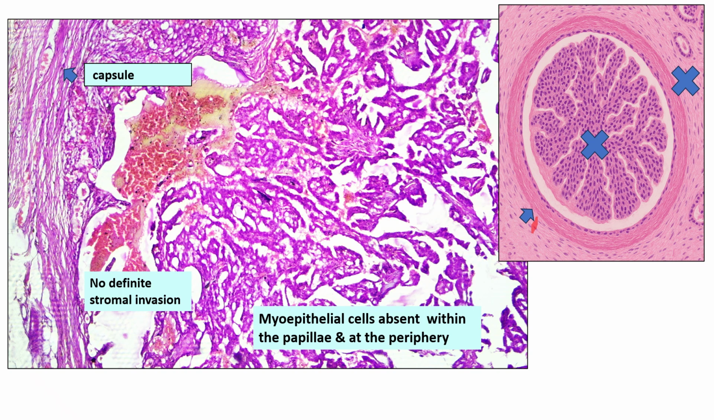The absence of myoepithelial cells within the papillae and periphery is why it mimics invasive carcinomas, because solid papillary carcinoma or invasive papillary carcinoma, both of them lack the myoepithelial cell rimming at the periphery and also in between the papillae. But in contrast to those invasive carcinomas, there is no definite stromal invasion in encapsulated carcinoma, and there is a well-defined capsule here which differentiates it from invasive carcinomas. And differentiating it from intraductal papilloma, there are absent myoepithelial cells within the papillae and also at the periphery.